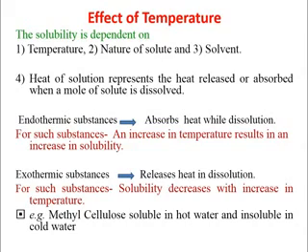Then another type is the exothermic substances, which release heat inside the media while dissolving. So the solubility of such substances will decrease if we increase the temperature. So the better way is to keep the normal temperature while dissolving such kinds of substances.